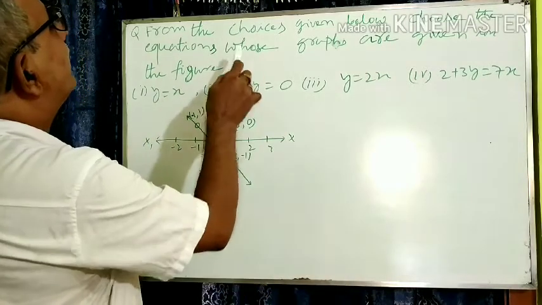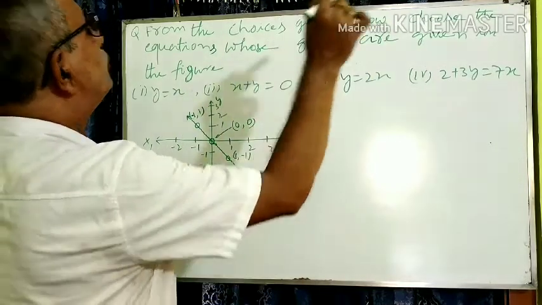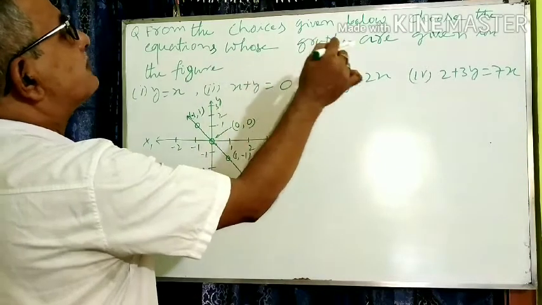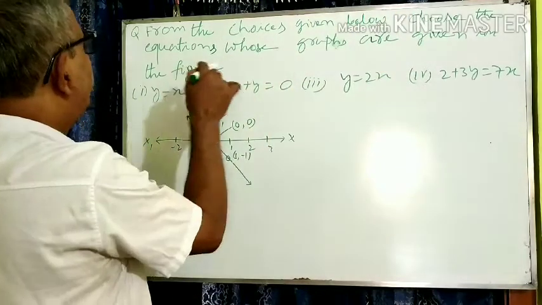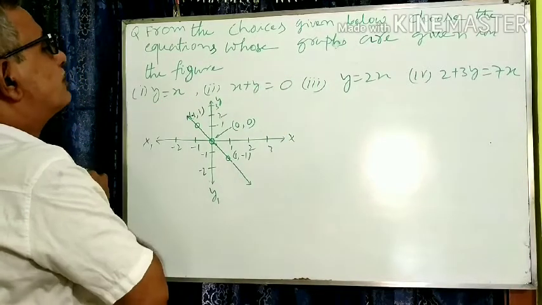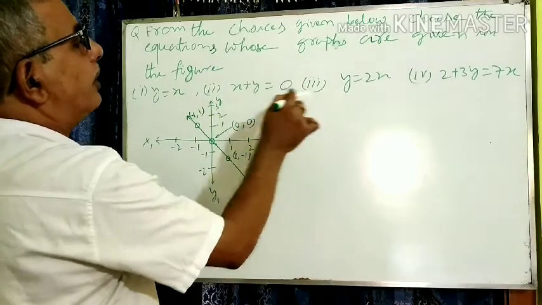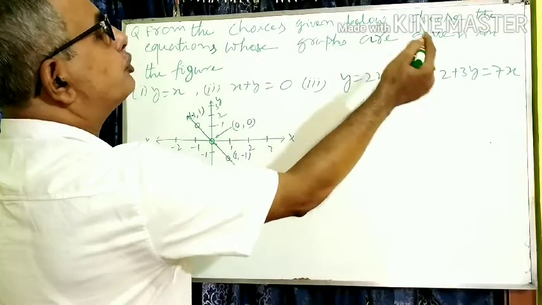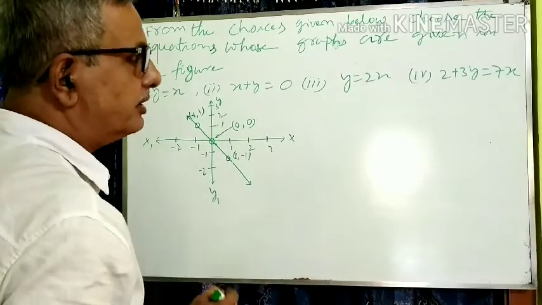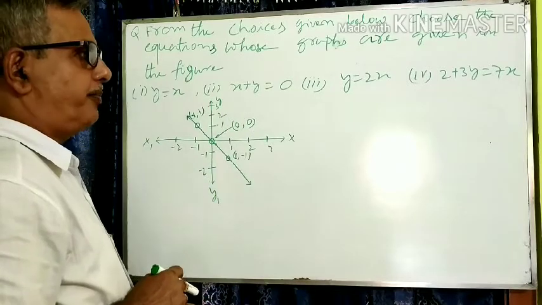From the choices given below, choose the equations whose graphs are given in the figure. What are the choices? y is equal to x, one equation. x plus y is equal to 0, one equation. y is equal to 2x, 2 plus 3y is equal to 7x. These all are the equations of straight lines.